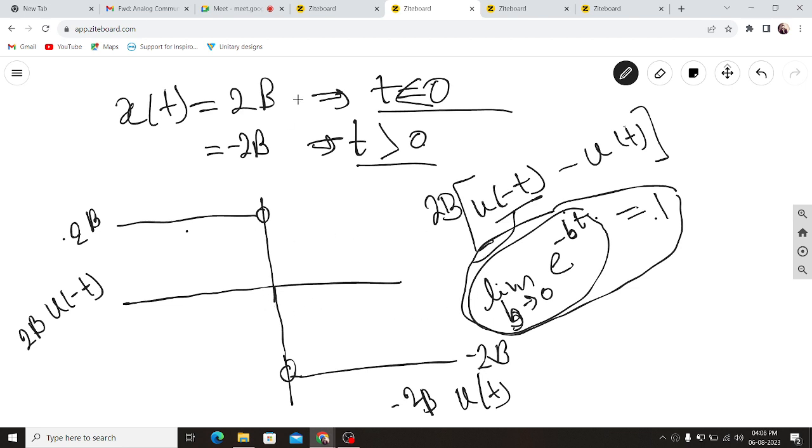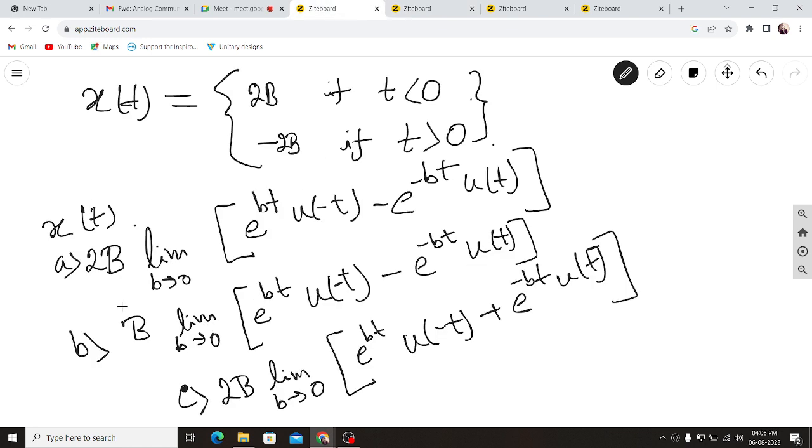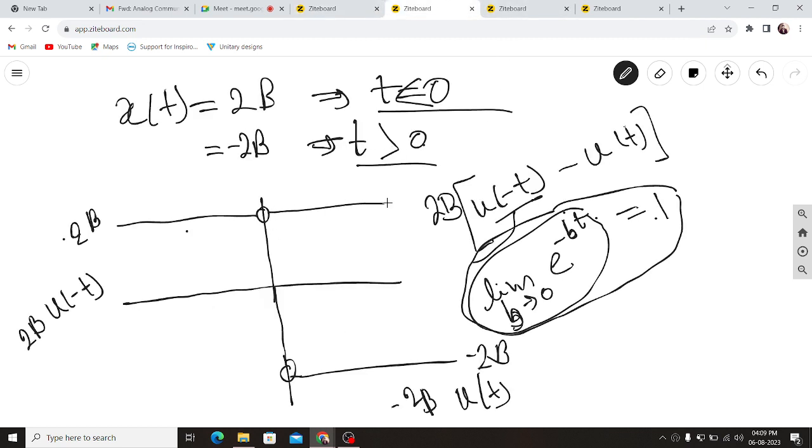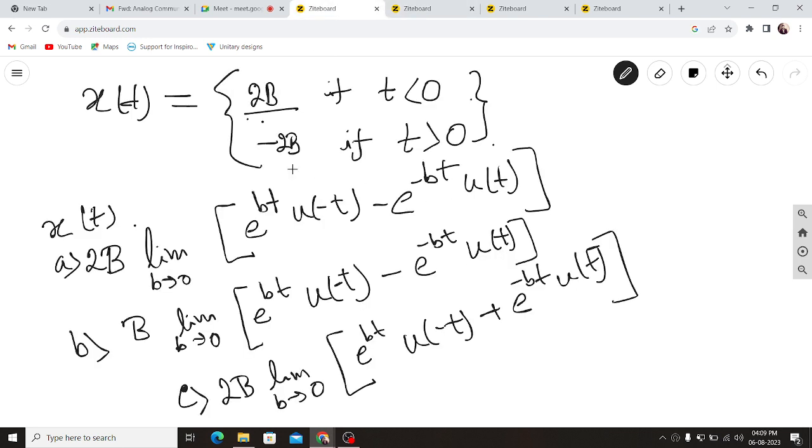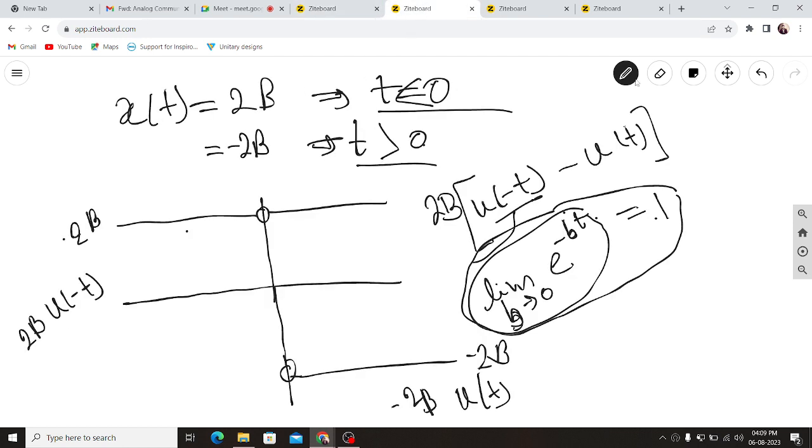So for the other options, the actual value is 2b, but it shows that it only contains the value b, so it does not reproduce this signal. Similarly, the third option is just adding a summation, and if we do the summation, that signal for option C also does not reconstruct the signal. So the correct answer will be option A.